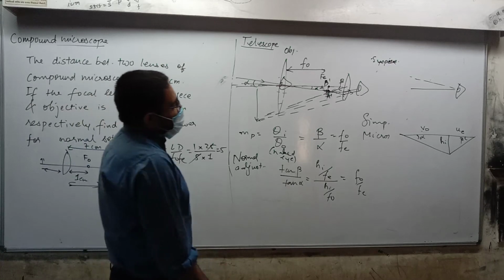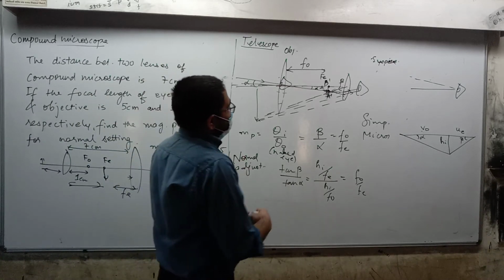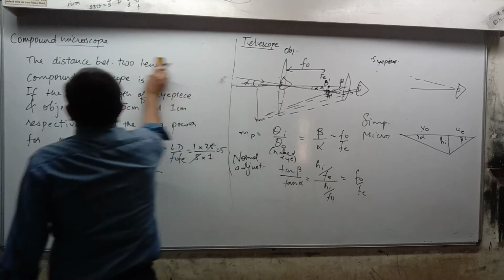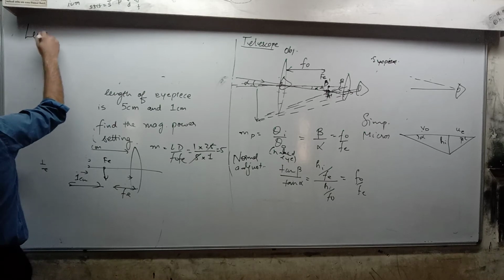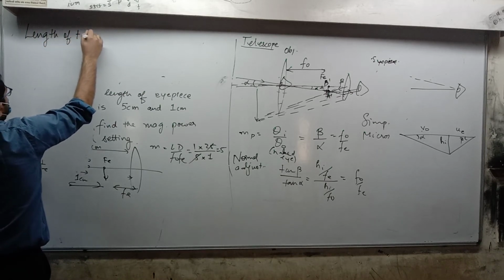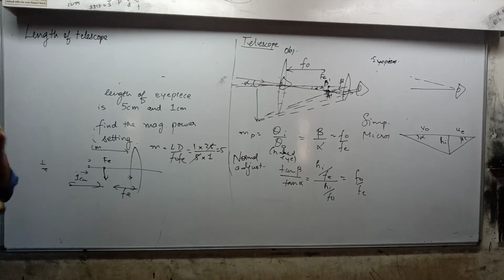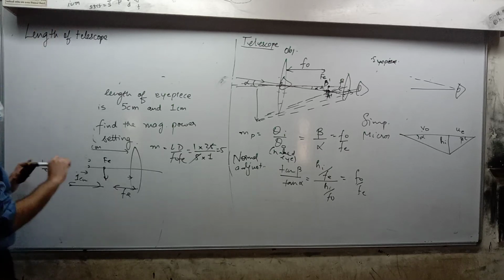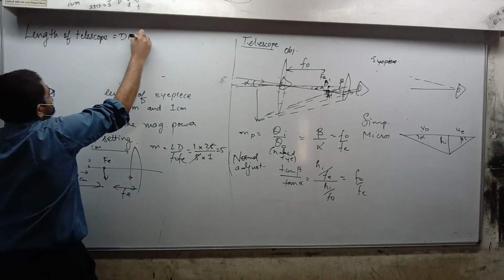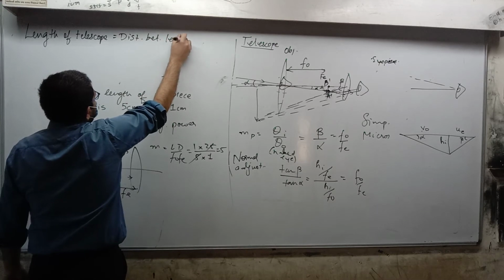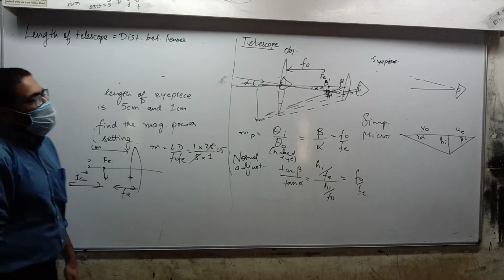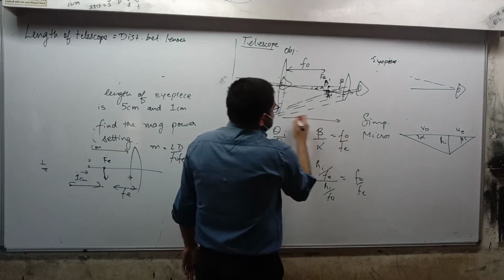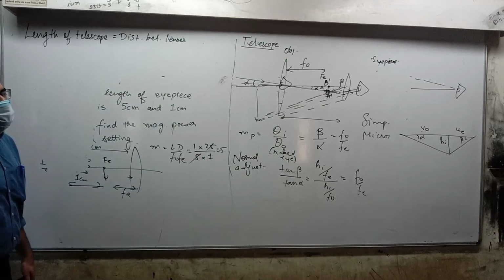Right? And here there is one more term which can probably confuse you. Let me write it here. That is called length of telescope. Not tube length, it's called length of telescope. And that length of telescope is simply the easiest thing: the distance between lenses. Understood? Simply the distance between lenses. The distance between these two is called length of telescope.